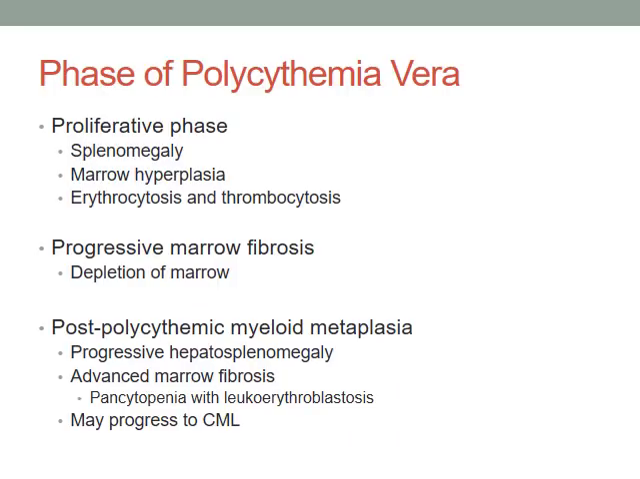The phases of polycythemia vera. In the early portions of PV, it's known as the proliferative phase. This will often present with splenomegaly as well as hyperplasia of the bone marrow because there's so many red cells being produced. You also may see a thrombocytosis as well in the early phases.